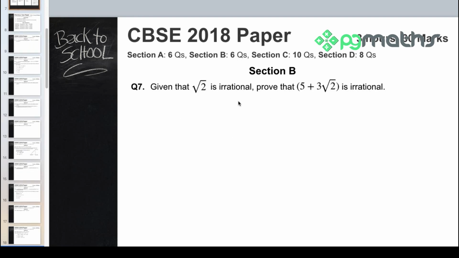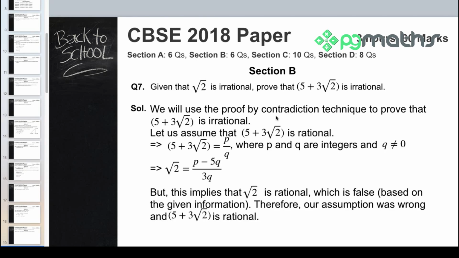Okay, seventh question. Given that root 2 is irrational, prove that 5 plus 3 root 2 is irrational. This is a very good question, and there are many questions of this type where you will prove by contradiction. What is proof by contradiction? You assume something, based on that assumption certain things must follow, and if they don't follow, you say that my assumption was wrong. So we will use the proof by contradiction technique to prove that 5 plus 3 root 2 is irrational.